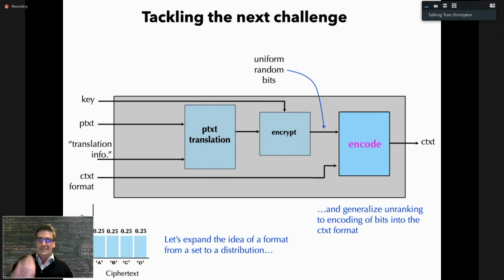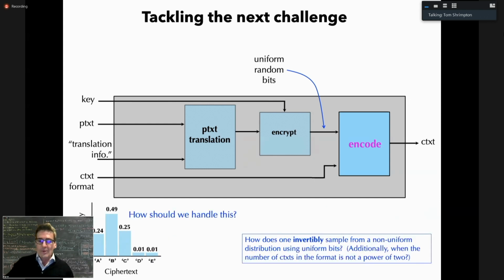Now, I've changed the names here from rank and unrank into plain text translation, which I'm going to sweep under the rug. It's fairly simple things you might need to do. And I'm going to change a particular unrank in and out to encode. So we get these uniform random bits here. And if the distribution over possible outputs itself, the one you're targeting, is uniform, then it's easy, right? You can just do what we've done so far. But what do you do if the distribution you want to match is not uniform?